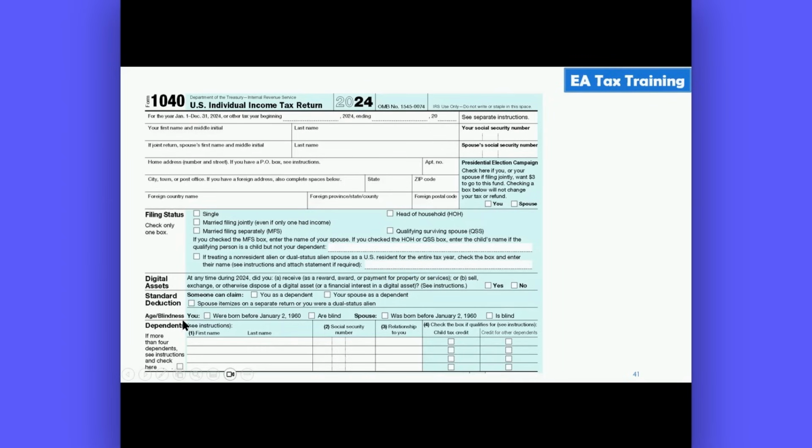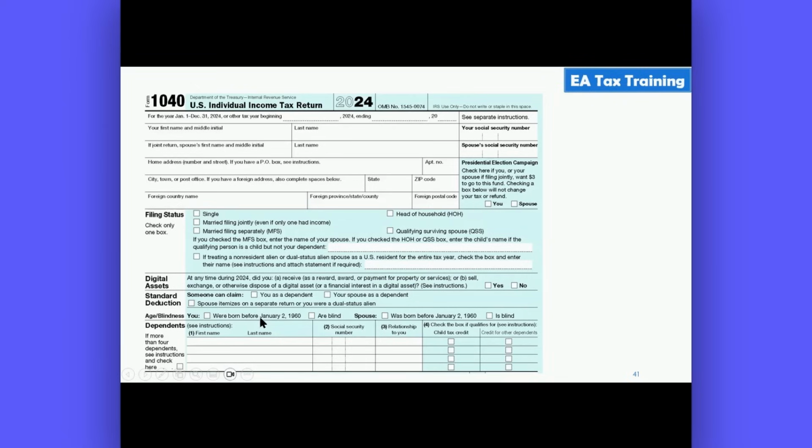Then we get into your age. And so this is asking, were you born before January 2nd of 1960? What they're trying to get to is, are you age 65 or older or not? That's what these check boxes are trying to get to. But notice, were you born before January 2nd of 1960? So in other words, were you born on January 1st of 1960 or before? If you think about it, if someone was born on January 1st of 1960, then on December 31st of 2024, they were 64 years old. They were not yet 65 years old.